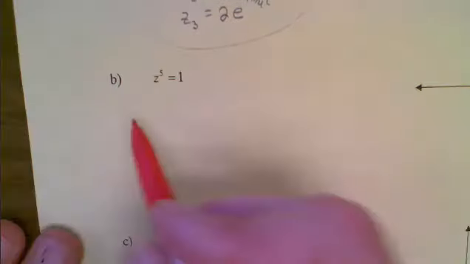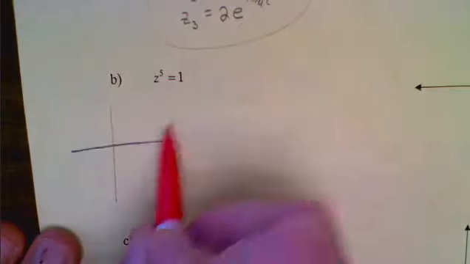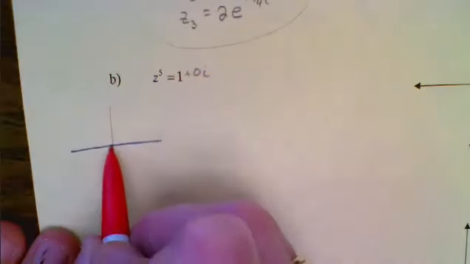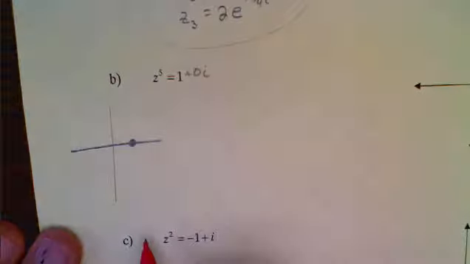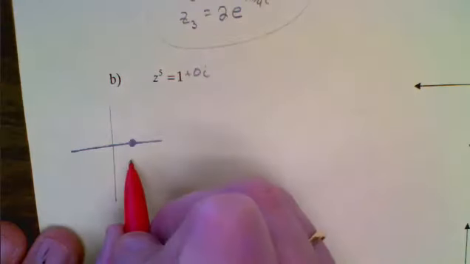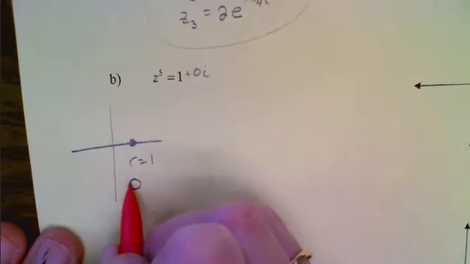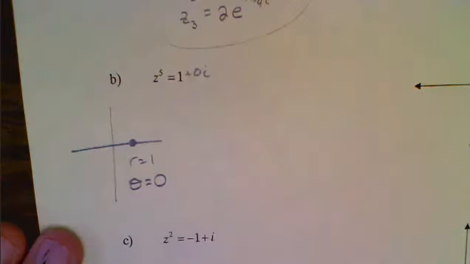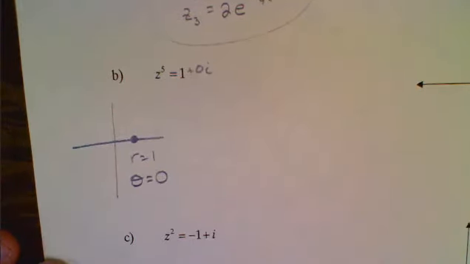z to the 5th is 1. So again, it's 1 plus no i's. So I go 1 over, 0 up. So my r value can be 1. My theta can be either 0 or 2 pi. It doesn't matter which one you use. It could be 6 pi for that matter, as long as you name it so that it's over here.